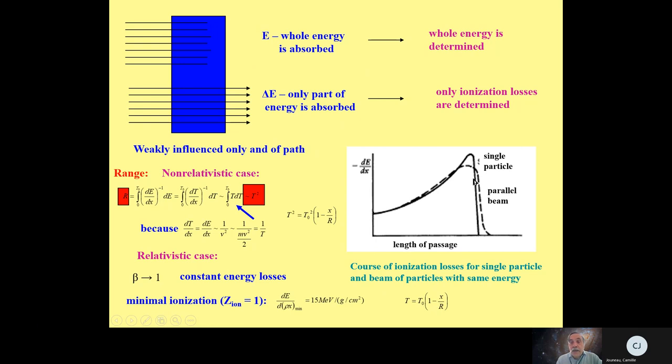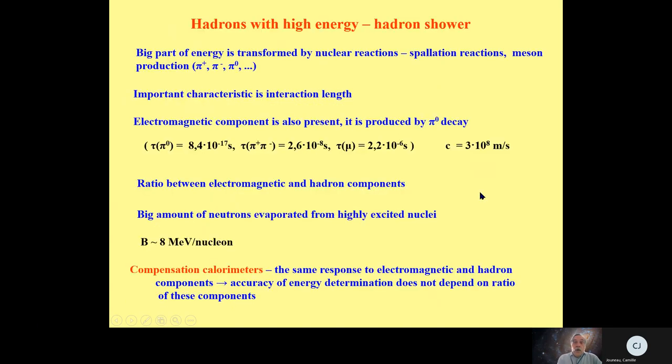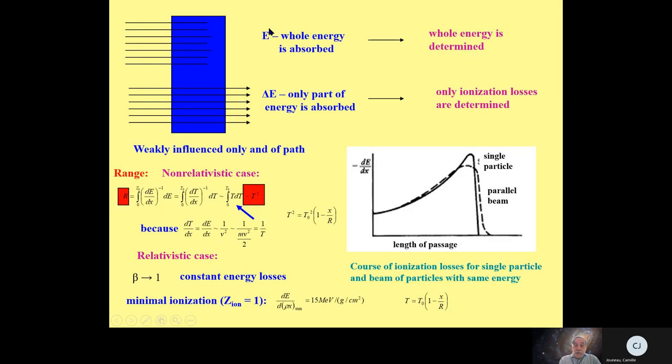Yeah? This is for a single particle, and for a parallel beam with the same energy, you will obtain this. This is given by scattering, which may produce small changes of the track, and the path should be a little different. That means there will be some smoothing of this track, of this range. That means for a parallel beam this width will be much thicker. Okay, now this is ionization.